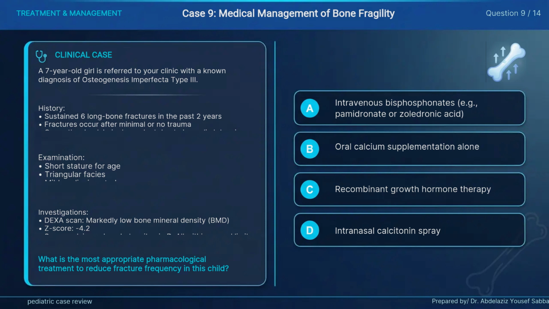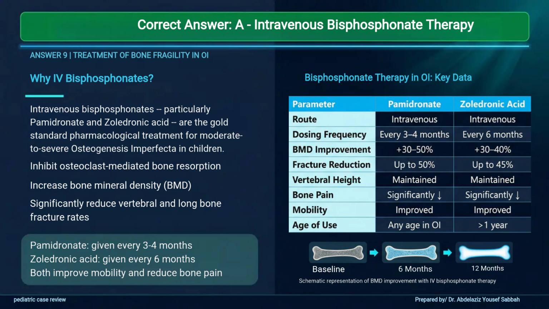Option A. Intravenous bisphosphonates such as pamidronate or zoledronic acid. Option B. Oral calcium supplementation alone. Option C. Recombinant growth hormone therapy. Option D. Intranasal calcitonin spray. The correct answer is Option A.